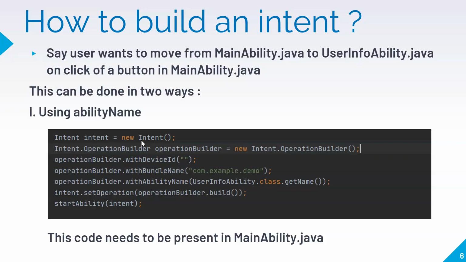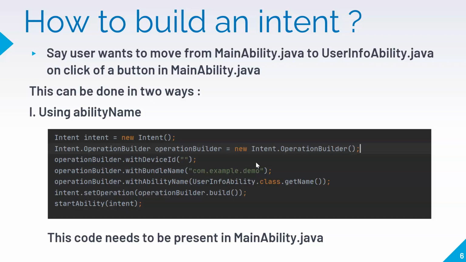You define, or initialize, an instance of intent, and once you define this, you need to initialize an object of operation builder. I'll tell you why you need this. In this operation builder, you need to specify the device ID. This device ID can be null if it is a local communication. In case you are trying to communicate with some remote object or remote device, then you need to specify the exact device ID. Okay. Now, with bundle name, here you need to give the bundle name.